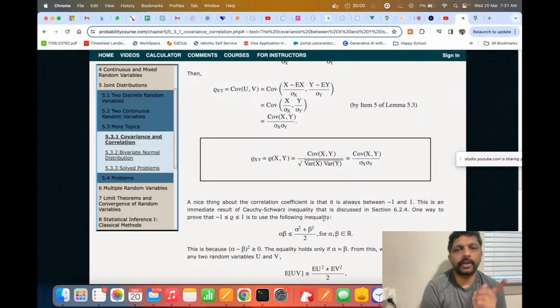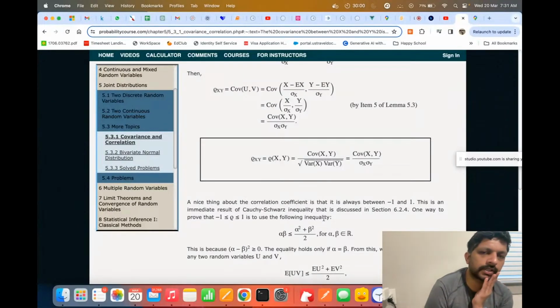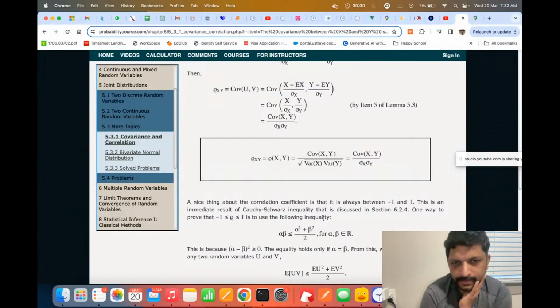so 2 alpha beta, alpha square plus beta square minus 2 alpha beta is greater than or equal to 0. That is because alpha minus beta whole square is always greater than or equal to 0. Makes sense. Then alpha beta is less than or equal to alpha square plus beta square by 2. Okay, makes sense. The equality holds only if alpha equals beta.